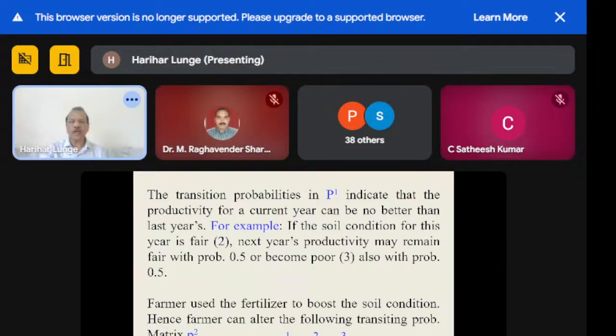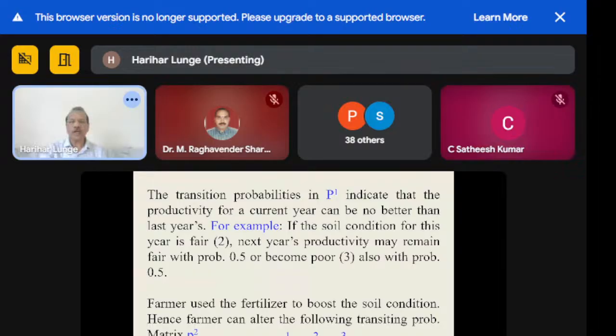So associated with P1 is the gain matrix R1, and R2 is related with P2. R1 applies when no fertilizer is used, and R2 is when the fertilizer is used. So this will be the return function, R1 and R2. When the fertilizer is used in R2, there will be a cost. The elements in R2 take into account the cost of applying the fertilizer.